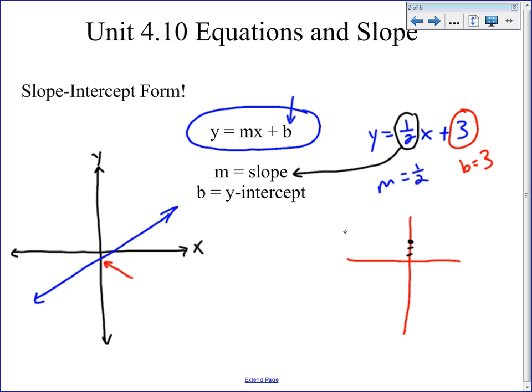So slope-intercept form is a really cool form, and it's really beneficial for us to be able to gather a lot of information relatively easily. So we're going to use this form today. We're not going to be really given many equations that are in this form. Instead, we're going to actually derive equations once we know the slope and the y-intercept. We're going to put them into this form.